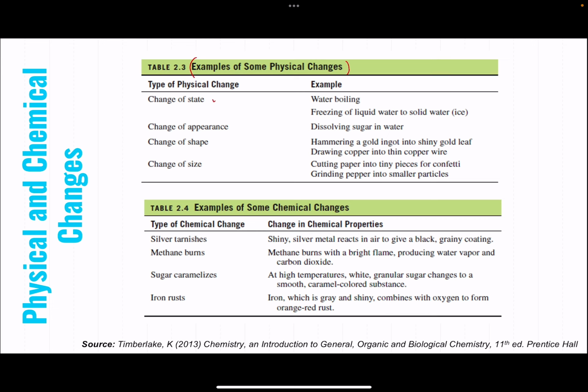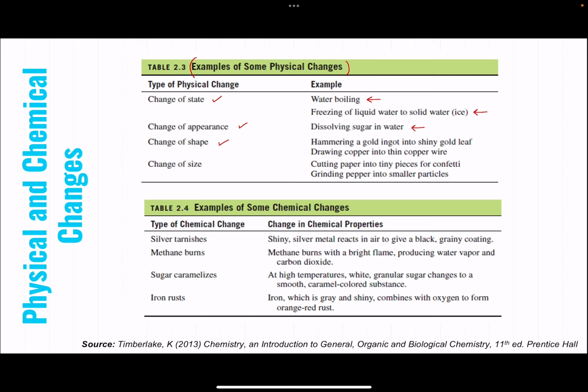So what are some examples of physical changes? For example, a change of state, if we're going from a solid to a liquid, from a liquid to a gas, from a gas to plasma, etc. For example, water boiling, or the freezing of water to solid ice. The change of appearance. Change of appearance has to do with solubility. So for example, one of the examples is dissolving sugar in water. That is a physical change. We can bring it back, right? If we evaporate the water, we can have our sugar back.